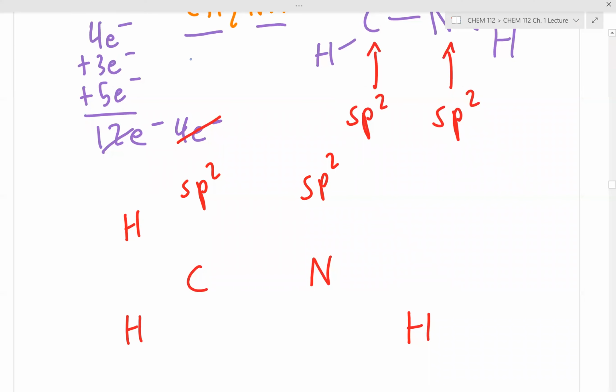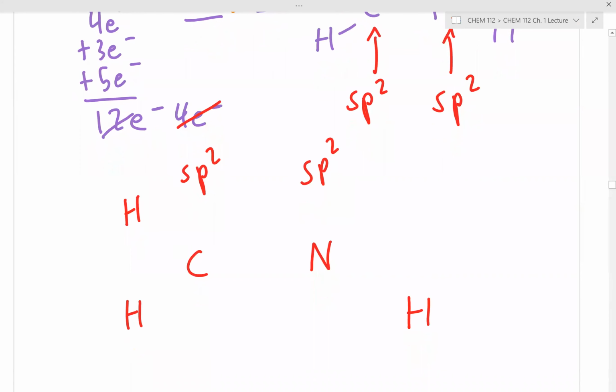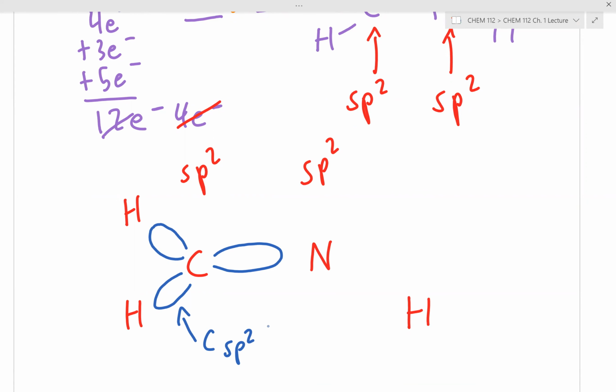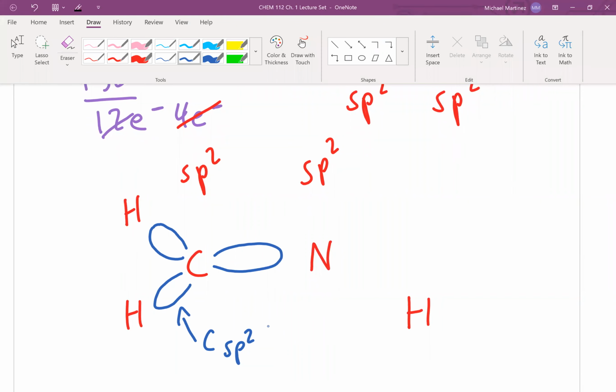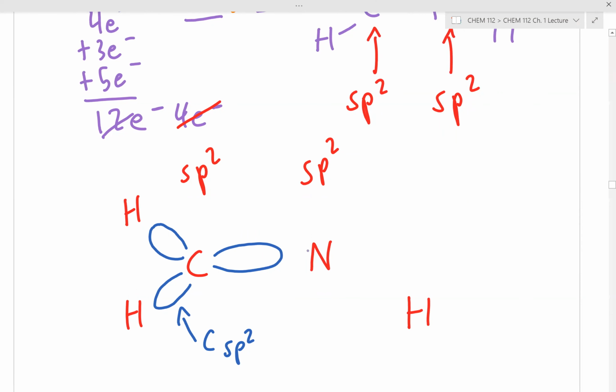So let's draw out our sp2 orbitals. Okay, so these are our carbon sp2 orbitals. Likewise, if nitrogen is sp2 hybridized, what orbitals is it going to use to form single bonds, sigma bonds? sp2, exactly. So let's draw that out using a slightly different color. So this is a nitrogen sp2.